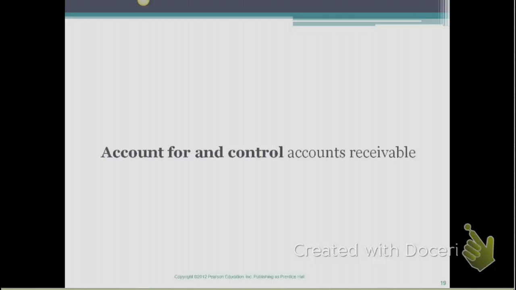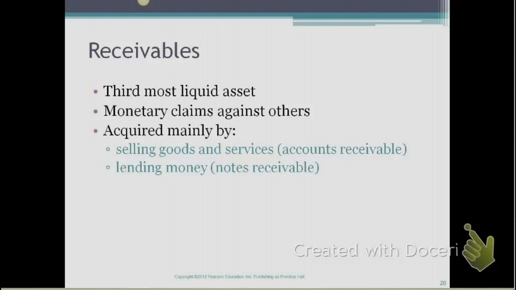Next, let's take a look at your accounts receivable. Receivables are the third most liquid assets on your balance sheet, and they represent monetary claims against others. In other words, we acquire receivables by selling goods and services or lending money. If it's selling goods and services, we call it accounts receivable, which is what you've seen so far. Sometimes we lend money to customers as well, and that is called notes receivable. We'll cover notes receivable later during the chapter.